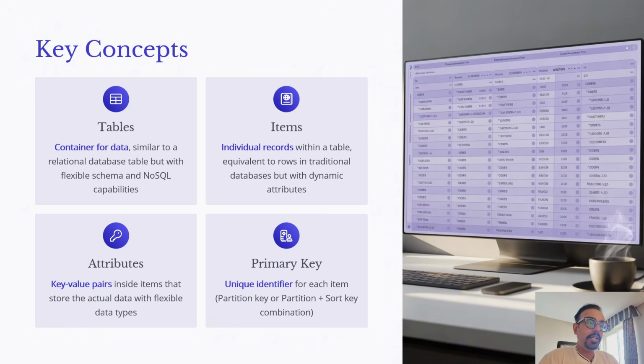And finally, the primary key. This is the unique identifier for each item in the table. It can be defined as a partition key. So in DynamoDB, you will hear more of partition key instead of talking about primary key. It's a single attribute or a combination of partition key and sort key, which allows sorting and efficient querying of related data. Together, these elements make DynamoDB both simple and highly flexible for managing modern application data.